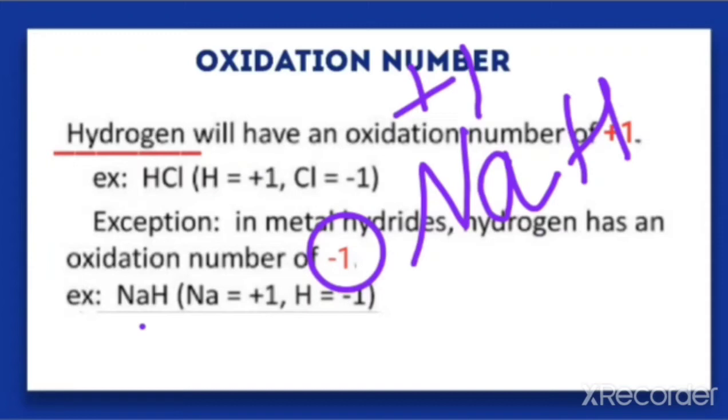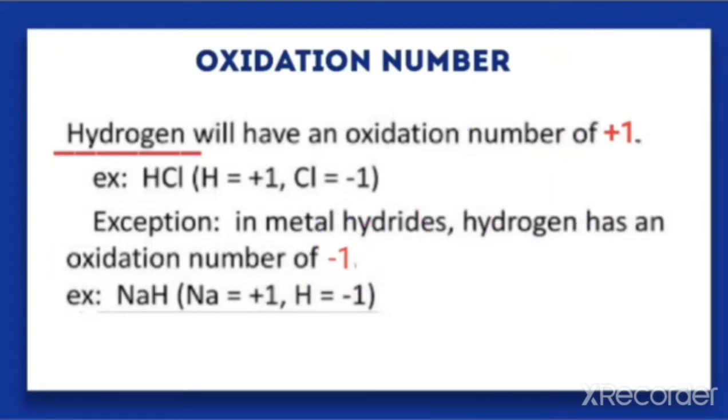So in that case, in order to be a neutral molecule, if one has a positive charge, the other must have the negative charge. So the -1 charge will be for hydrogen in the case of metal hydride. So hydrogen usually exhibits +1 oxidation state, except in the case of metal hydride where it exhibits -1 oxidation state. That means the oxidation number is -1.